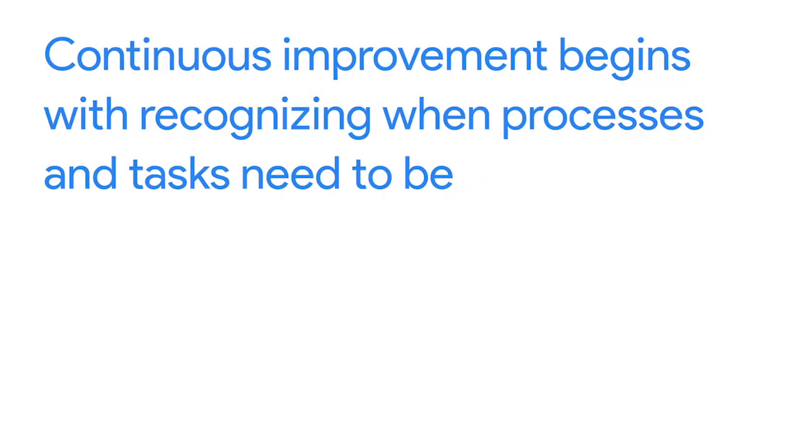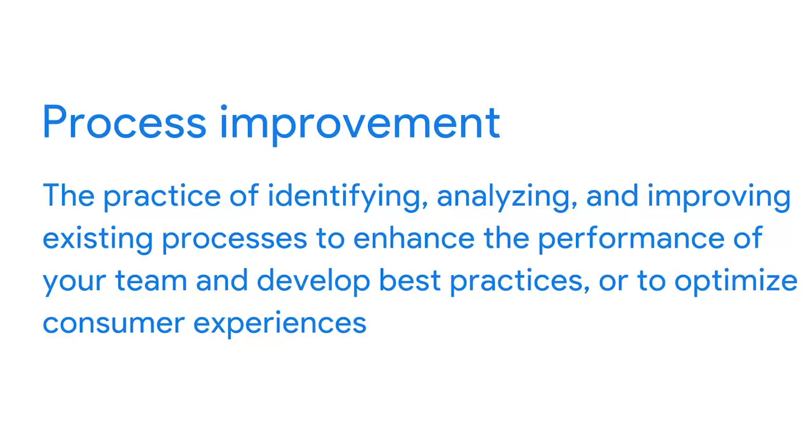Continuous improvement begins with recognizing when processes and tasks need to be created, eliminated, or improved. Then a project manager must plan for and implement changes to keep the project on track. That's where process improvement comes from. Process improvement is the practice of identifying, analyzing, and improving existing processes to enhance the performance of your team, to develop best practices, or to optimize consumer experiences.